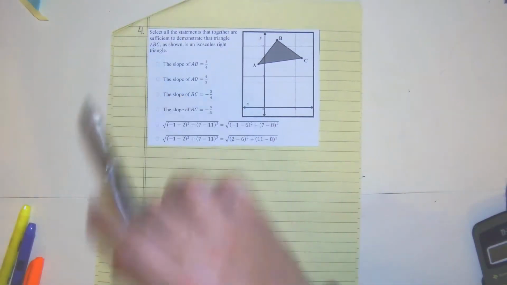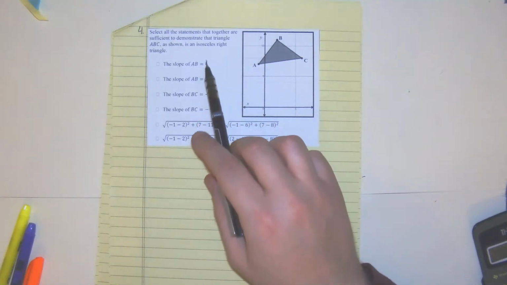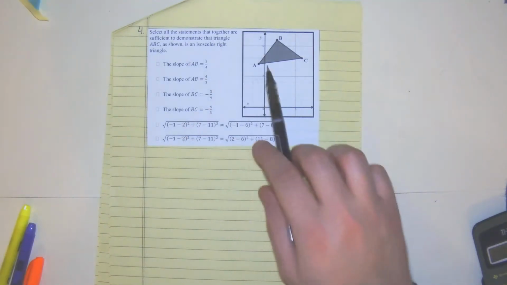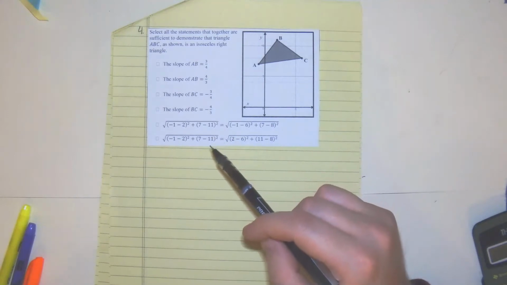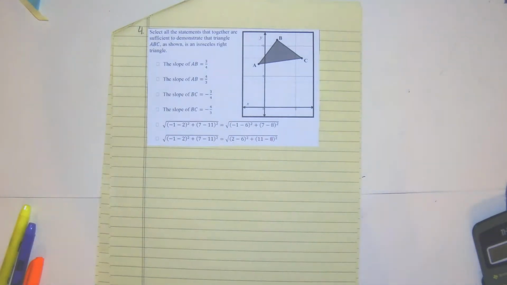We're looking at number 4. Number 4 says select all the statements that together are sufficient to demonstrate that the triangle ABC is an isosceles right triangle. Alright, so isosceles right triangle, what does that mean for us?